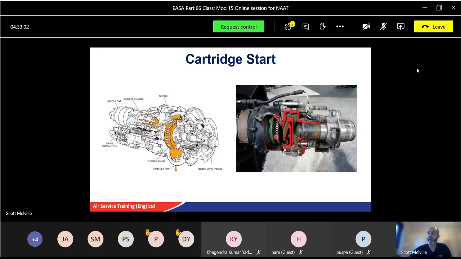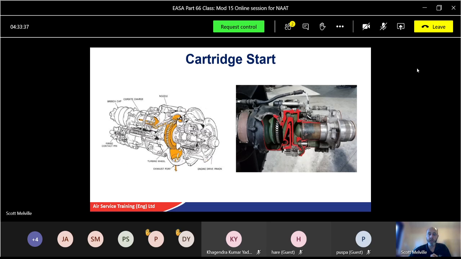Now that turbine is connected to a reduction gearbox. If I flip the picture around, this will be the front of the engine. There's your 1, 2, and around the side we have 3 cartridges. So you see the gas comes in, hits the turbine. The turbine's connected to this main shaft. There's a reduction gearbox, which is then connected to your engine drive pinion. So you get a lot of torque from this gas, and you get 3 chances. You've got 3 cartridges, so 3 chances of starting it.